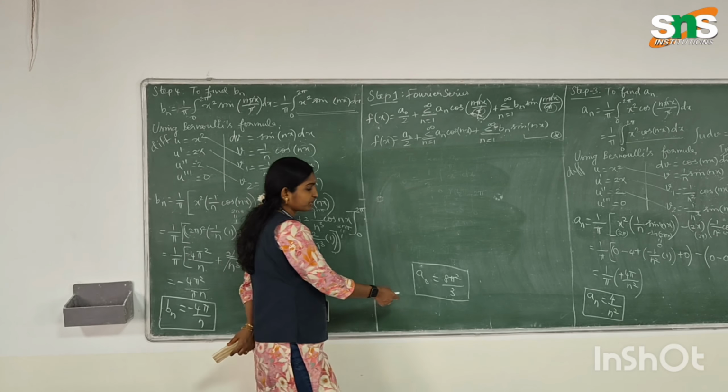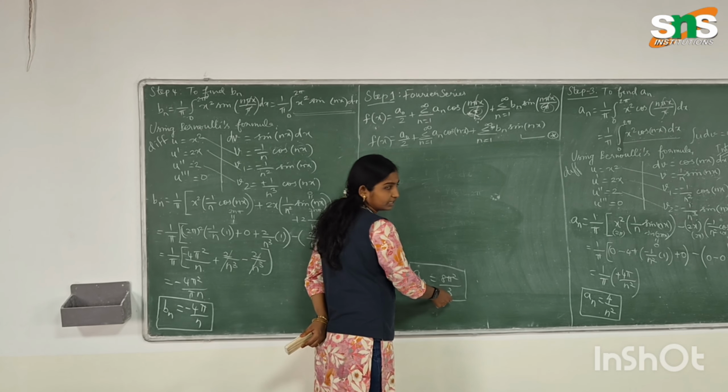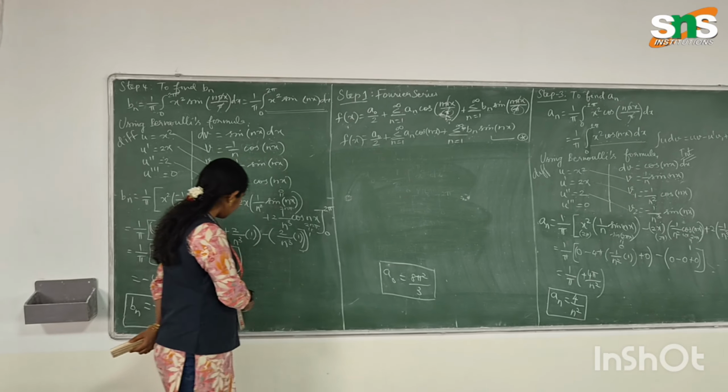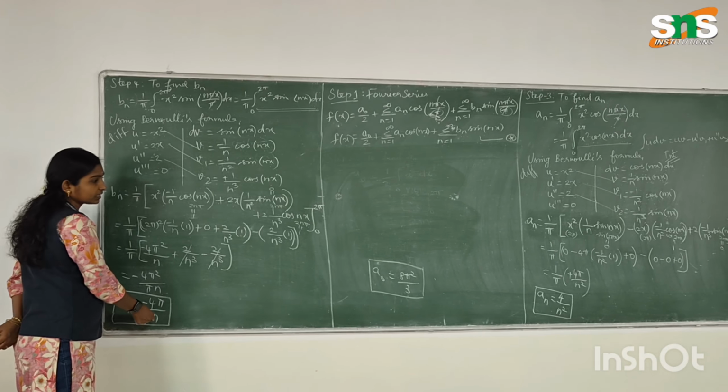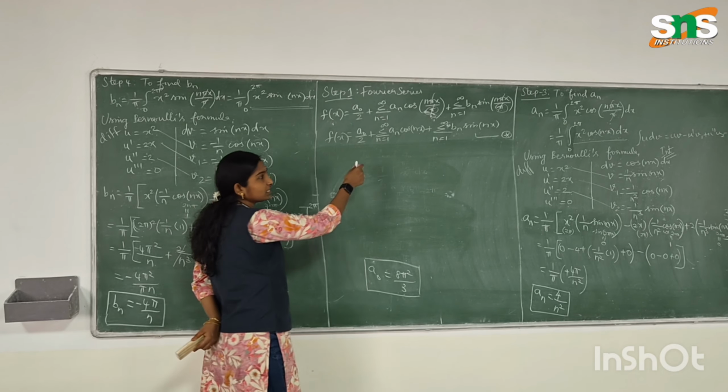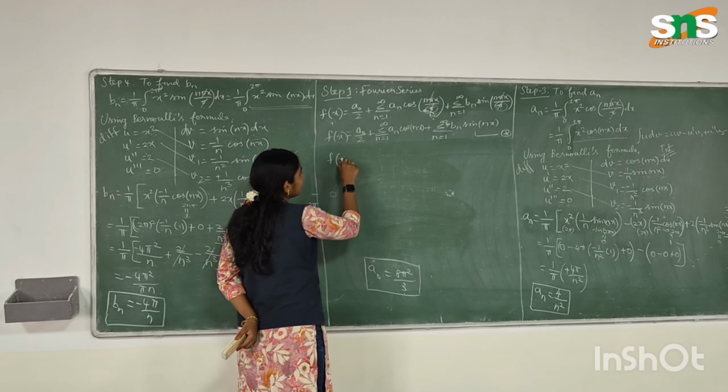What is a0 from the previous video? It is 8 pi square divided by 3. What is an? It is 4 by n square. And what is bn? It is minus 4 pi by n. Now we have found all the Fourier coefficients. We are going to substitute in the star equation. Therefore, what is your f of x?